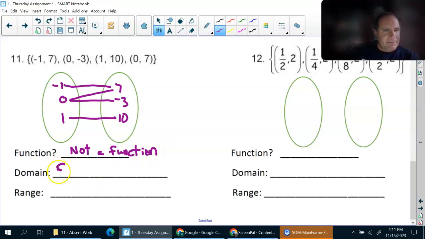The domain is basically this: -1, 0, only once, and 1. And the range is -3, 7, and 10.